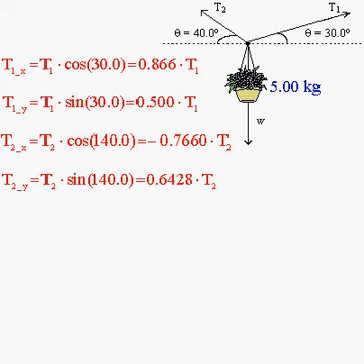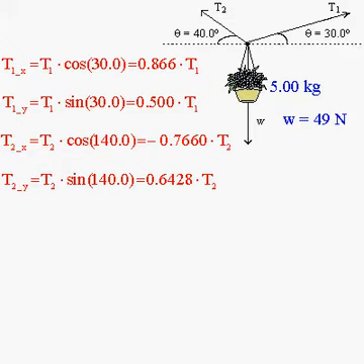Okay, we have one more force to consider here, the weight that's pulling down on the flower pot. Now, I didn't give the weight in the problem. I gave you the mass, 5.00 kilograms. I'm going to assume by now that you know how to convert from mass to weight. So the weight that corresponds to 5.00 kilograms is 49 newtons. So that's the magnitude of the weight.